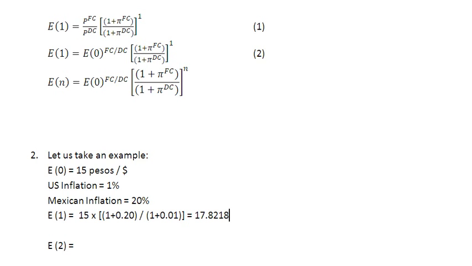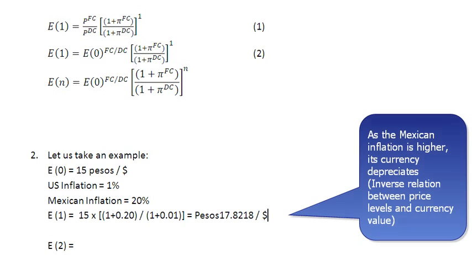And now what is this 17.8218? Is it the pesos or the dollars? Now look back at your exchange rate quotation. It has been expressed in pesos per dollar. So let's write here pesos per dollar. So the expected exchange rate 1 period ahead, my friends, is 17.8218 pesos per dollar, and that demonstrates to you that there is an inverse relationship between the price levels and the value of the currency.